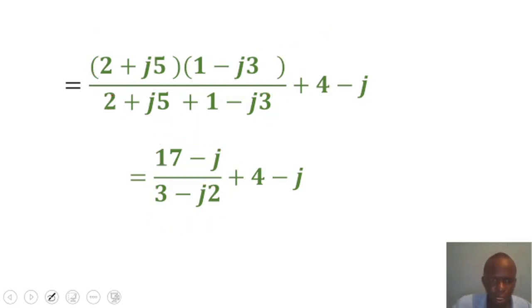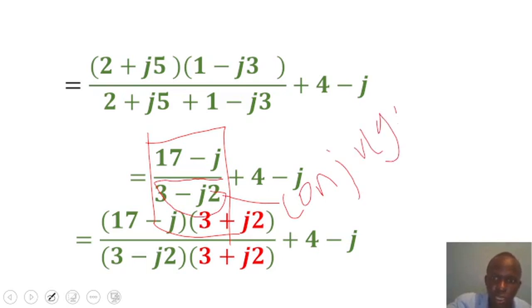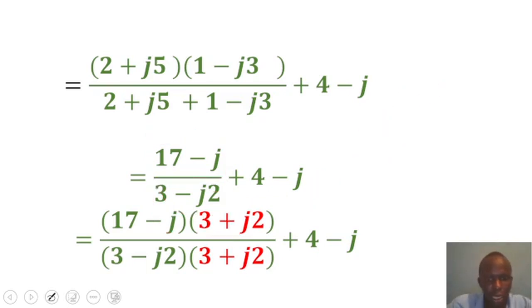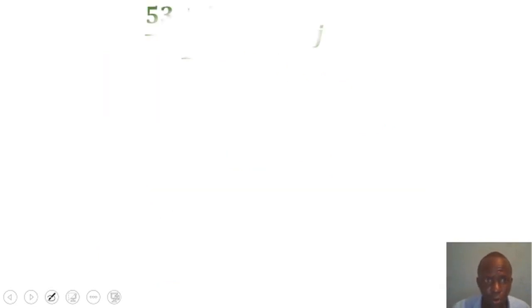Now, here comes another thing that we have just learned, that is division. We have to identify this conjugate, the one highlighted in red. That is the conjugate of this denominator here. It is multiplied on both sides so that it is simplified, so that we make sure the denominator does not bear the j. And now it is simplified that way.